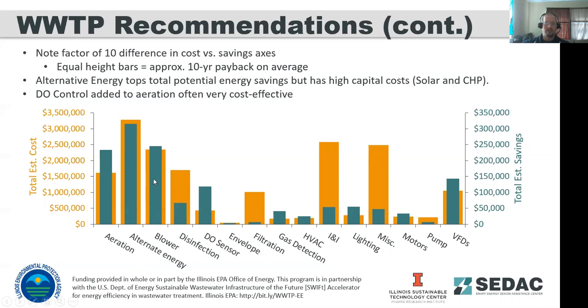The one thing I wanted to point out here is alternative energy sources. Even though that's a really high cost measure, it is a high payback as well. Things like CHP, solar panels, if your plant can make use of those, you can also get a lot of extra benefit as far as funding for those, because there are a lot of programs that help move plants towards net zero energy and reducing their impact on the electric grid.